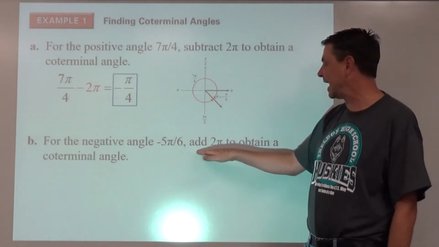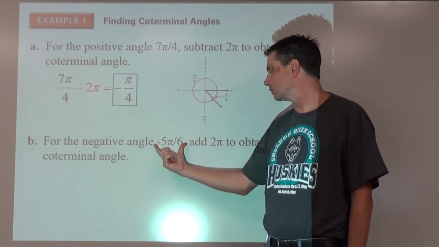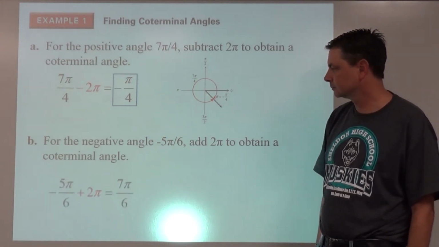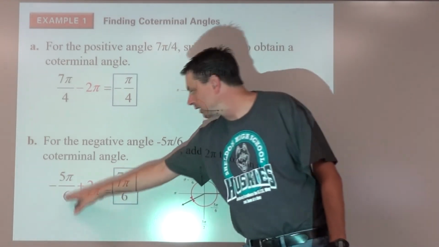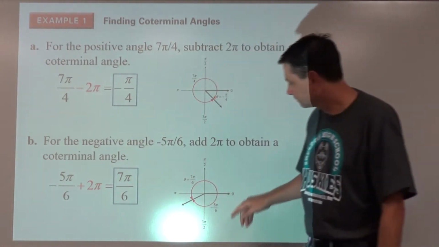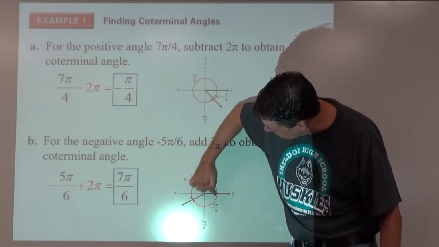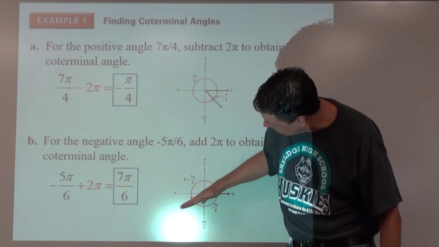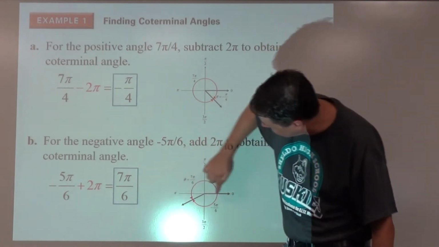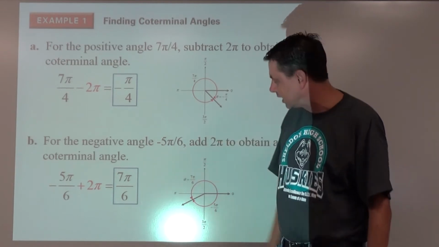One strategy, we could add 2 pi to get a coterminal angle. So for part B, taking negative 5 pi over 6, we can add 2 pi. Negative 5 pi over 6 plus 2 pi is equal to 7 pi over 6. Here's our original angle, negative 5 pi over 6, rotating this way: 1, 2, 3, 4, 5. And if we start here and go this way, there's our 7 pi over 6: 1, 2, 3, 4, 5, 6, 7.